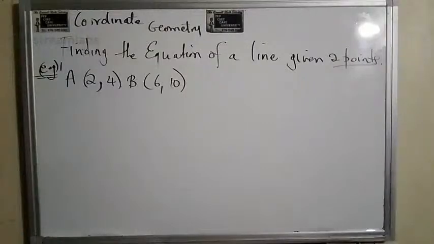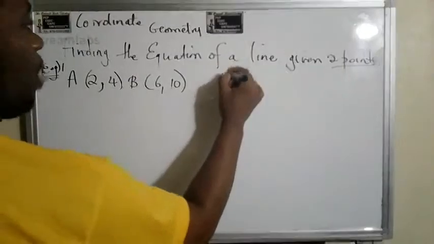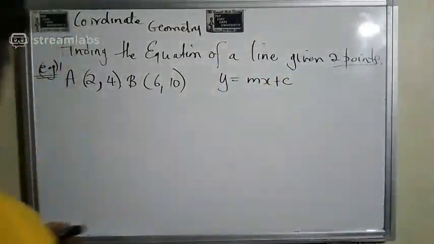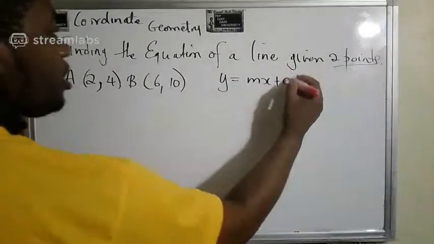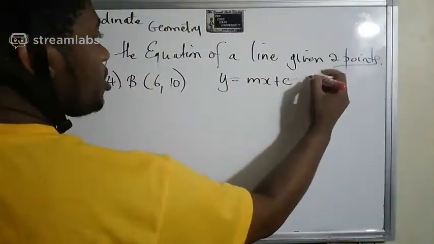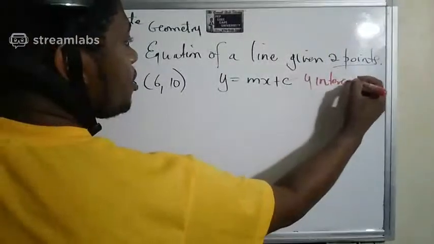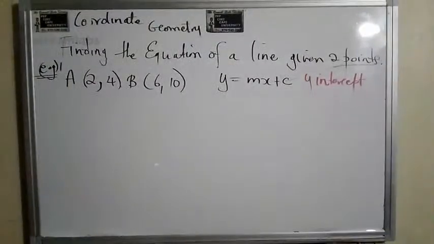Alright. So we're going to find the equation. The first thing we do is what we have been doing so far. So remember, it's in this form: y is equal to mx plus c. We're going to discuss a bit about these things. So what does the c represent? The c represents where it cuts the y-axis, or the y-intercept. So c represents the y-intercept.